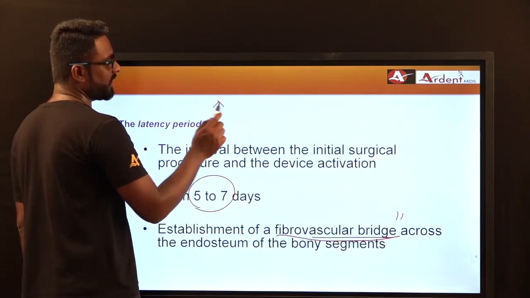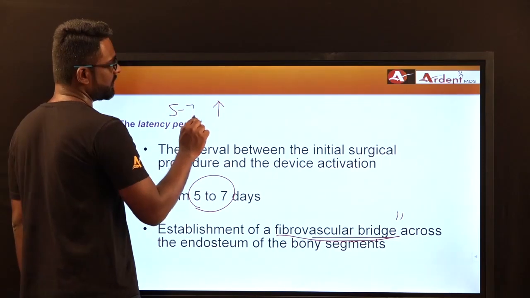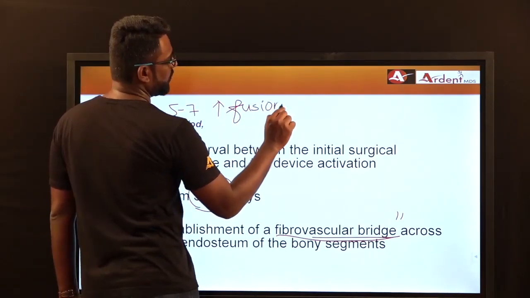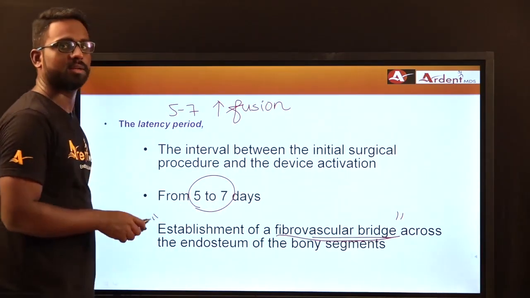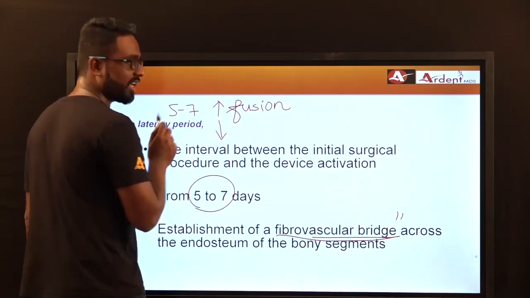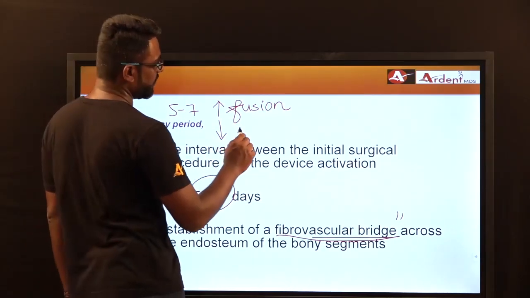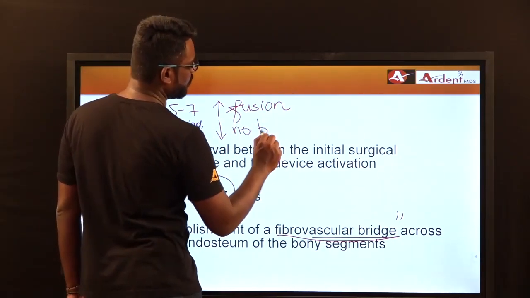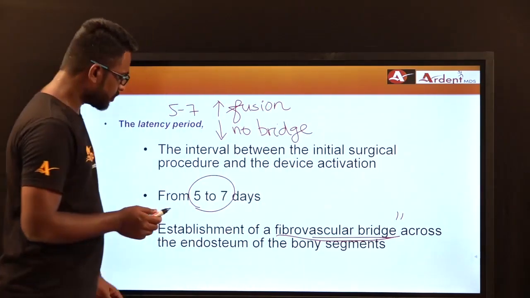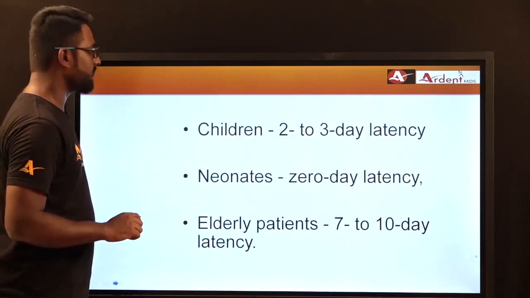So that is the latency period where we wait for the fibrovascular bridge. When the latency period increases beyond 5 to 7 days, it goes for fusion, and then even if we activate, the traction will not occur. And if it is very less, or if we start activating immediately, there is no development of a fibrovascular bridge. So this is the importance of the latency period.